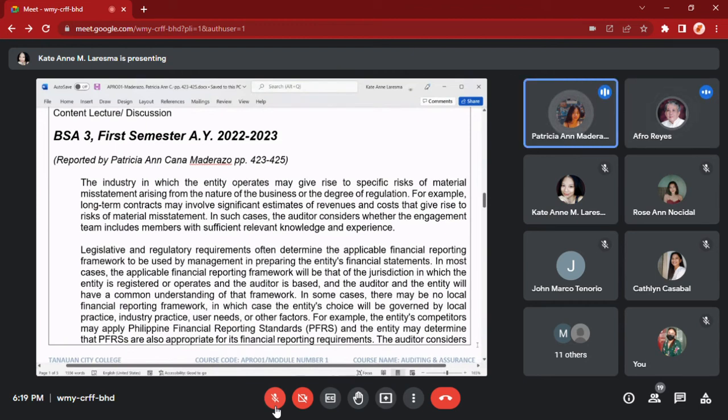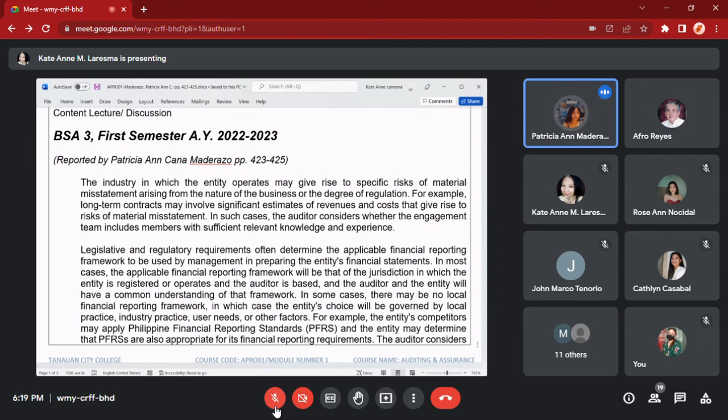So to continue po, the industry in which the entity operates may give rise to specific risks of material misstatement arising from the nature of the businesses or the degree of regulation. For example, long-term contracts may involve significant estimates of revenues and costs that give rise to risk of material misstatement. In such cases, the auditor considers whether the engagement team includes members with sufficient relevant knowledge and experience.